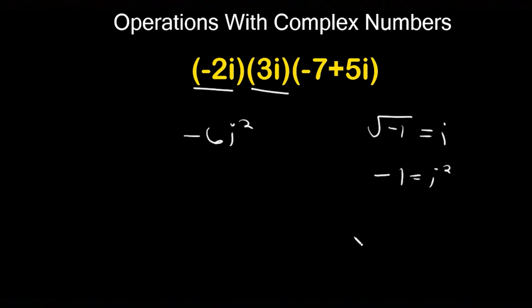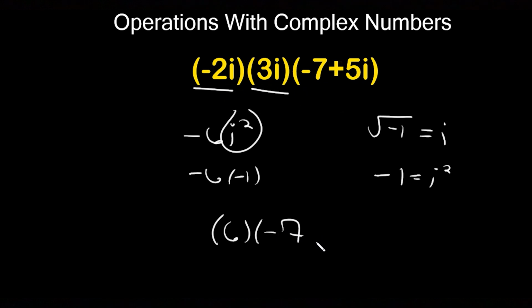So wherever I see an i squared, like I have here, I can go ahead and replace that with a -1. So I'm essentially going to be doing here -6 times a -1. And that's going to give me +6. So now I have the following. I have +6 times -7 plus 5i. Okay, all I have to do is distribute and then I'm done. So I'm going to take the 6, distribute inside, and then I'll be done.